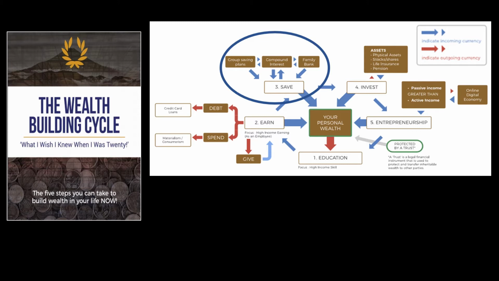So this video isn't about the wealth building cycle. If you want to learn more, you can go and get the book, or you can check out my other videos. I have plenty of videos specifically on that topic. But we are going to focus on the part that's circled, the save, step number 3 of the wealth building cycle. In this book, you can see I already talk about things like a family bank and a group saving plan. So this isn't a copy of anyone else's video, even though other videos talk about these concepts. This is straight from my book, and we're going to expand on it.